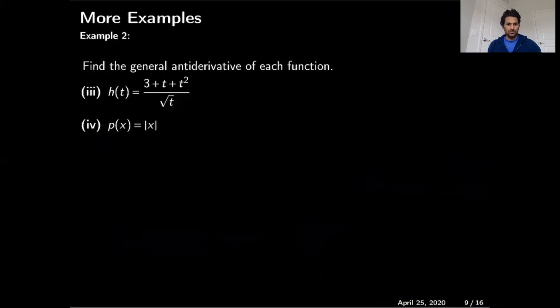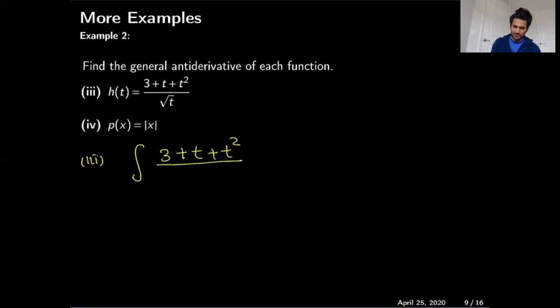Here I have 2 more examples. So let's begin example number 3. First, we do not have again the quotient rule in the antiderivative. So if you get any function which is a quotient, we're going to simplify it first. How to simplify something like this? The first thing you can do is divide each term by square root of t.